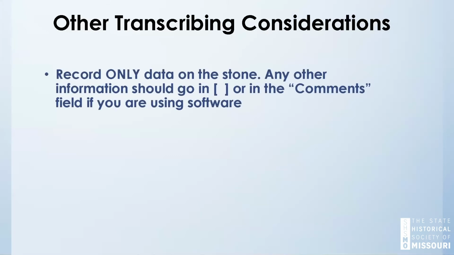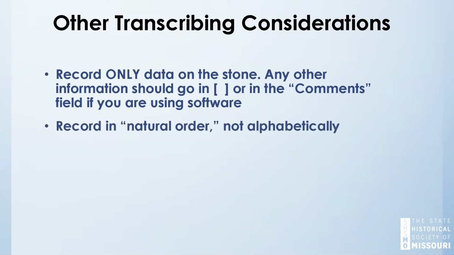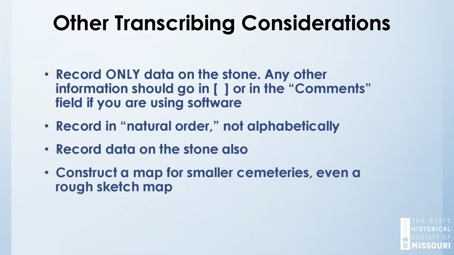Some other things to consider when transcribing: record only data on the stone. Any other information should go in comments. This is my biggest problem, and I'll say this again later, with Find a Grave. Record in natural order, not alphabetically, because natural order will give you family groups sometimes. Record data on the stone, what it's made of, what kind of conditions it's in, and so forth. What shape is it? And I construct a map for smaller cemeteries, even if it's a rough sketch map.